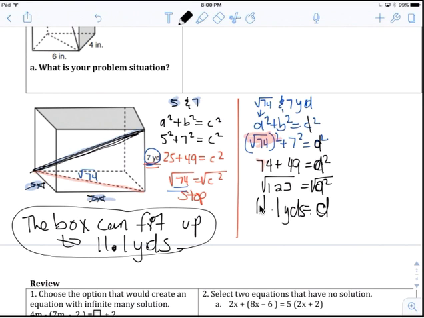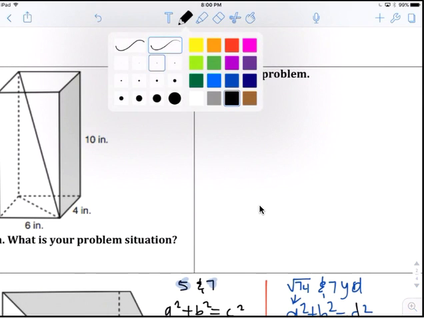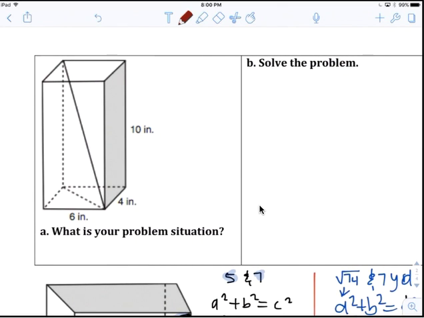Now let's go to the next problem here. This one I have not done in class. Again, we take the length and the width, the two numbers, and do the Pythagorean theorem for that. 6 and 4. And we're going to use this number last here. It's this one here, to find this line right there.